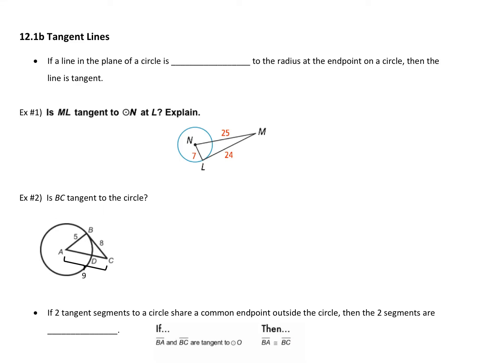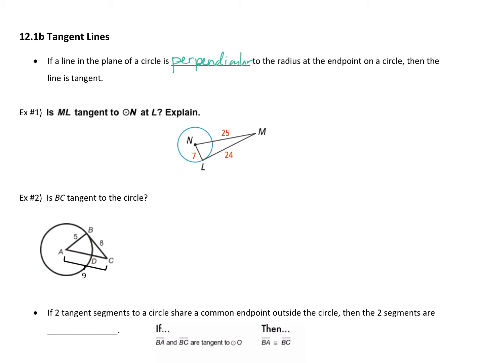Here we go, more tangent lines. This first theorem that we're going to talk about today says this. If a line in the plane of a circle is perpendicular to the radius at the endpoint of the circle, then the line is tangent. Does that sound familiar? It should, because all it is the converse of what we said yesterday, right?